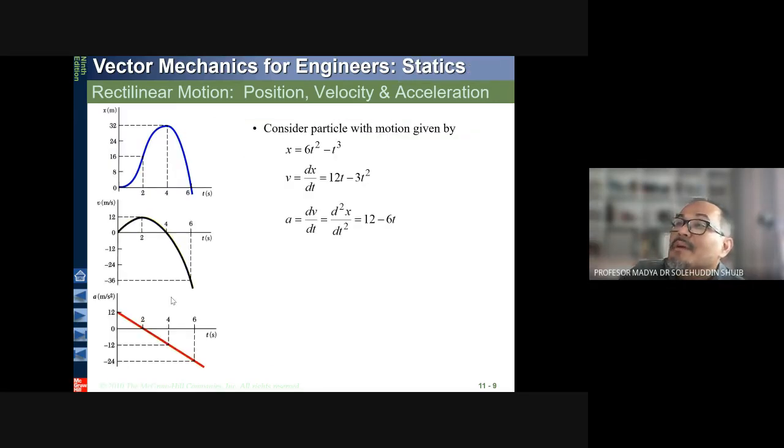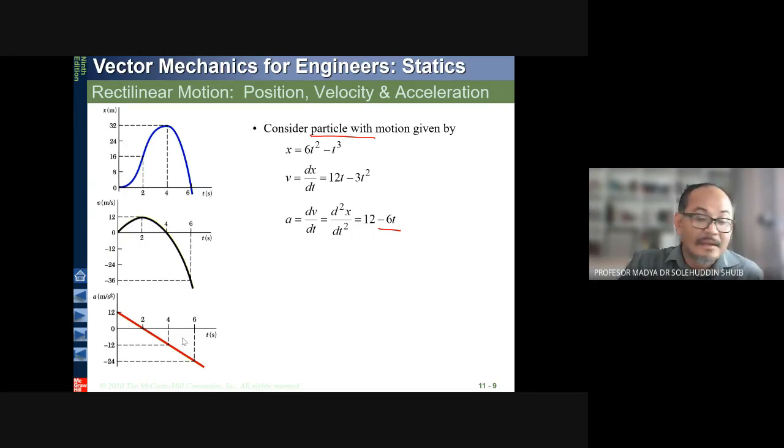So in short, what happened here? What we have done just now, the graph can be plotted from this particle by looking at this figure. Okay, you can plot the graph of displacement, velocity, and acceleration. It's different, right? This one t square. Okay, this one minus t square, so minus, and then this one is linear, yeah, with minus slope. Okay.